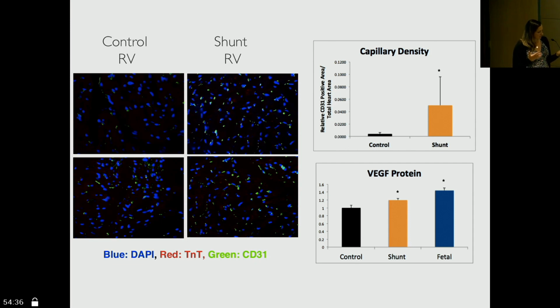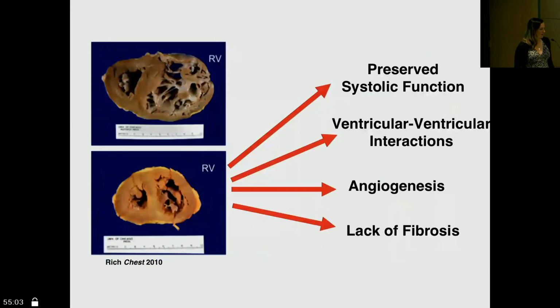And so we see increased endothelium and increased capillary density by the CD31 ratio in our shunted animals, which is important because, as I showed you early on, they were more hypertrophied in the RV compared to controls. And one mechanism that might explain that is VEGF, which many of you know is a pro-angiogenic protein, is more highly expressed in shunted animals, and again, similar to what's there in fetal life.